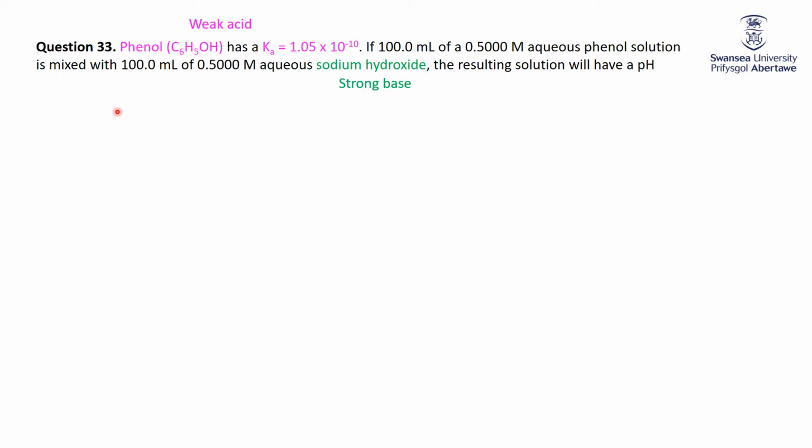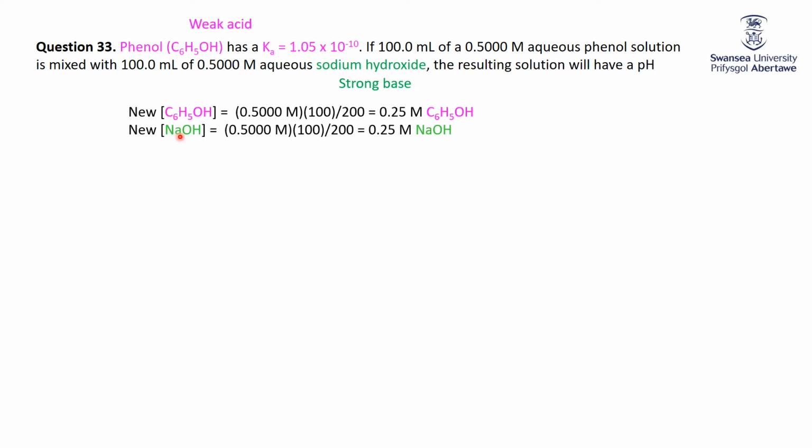Okay, well, first thing I would do is figure out what these new diluted concentrations are. For the phenol, we started with 0.5 and 100 mils of it, but then we added another 100 mils to the new volume, 200. So the new concentration of phenol is 0.25 molar. Same idea for the sodium hydroxide. Start with 100 mils of 0.5, but now that's a total volume of 200, so again 0.25 molar NaOH. So these have the same values, which means that we are currently at the equivalence point.